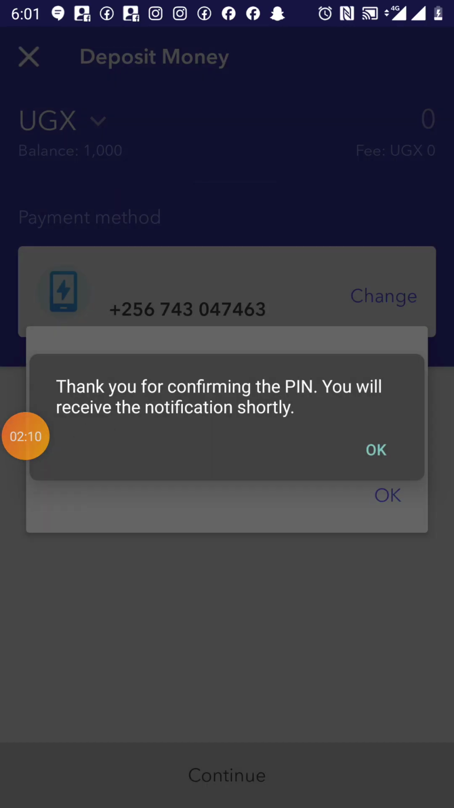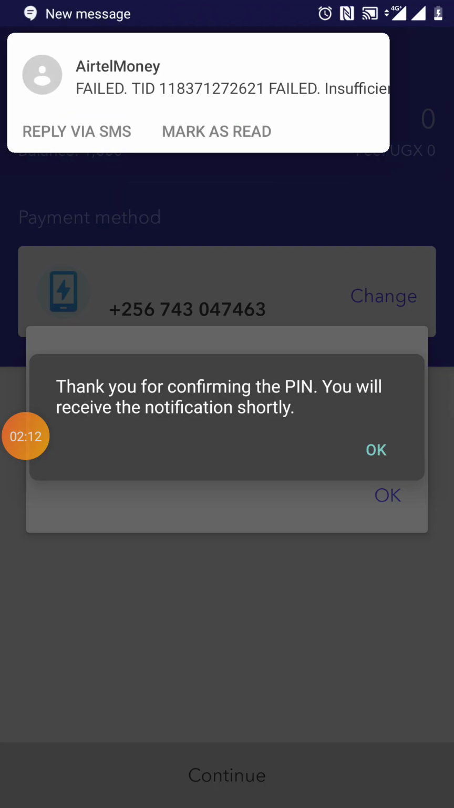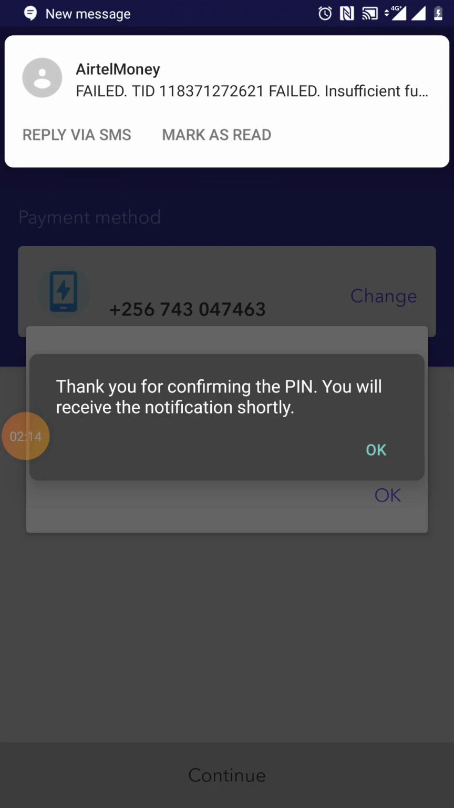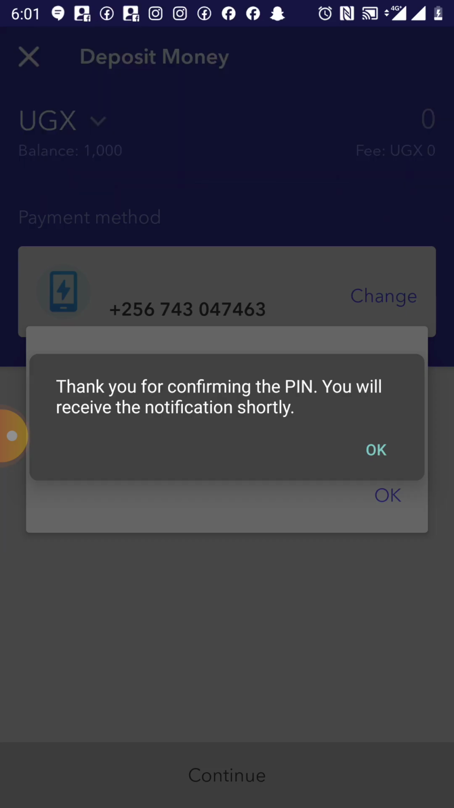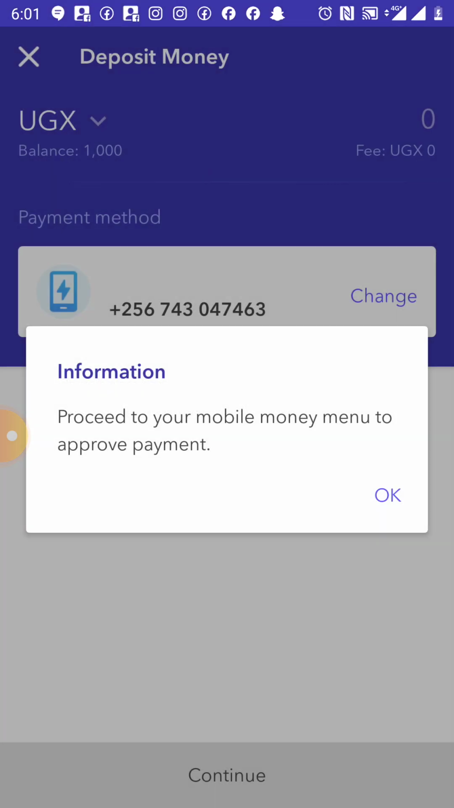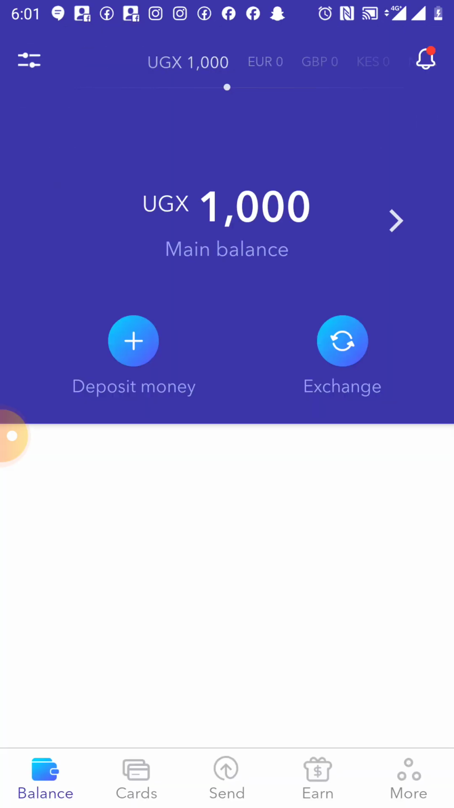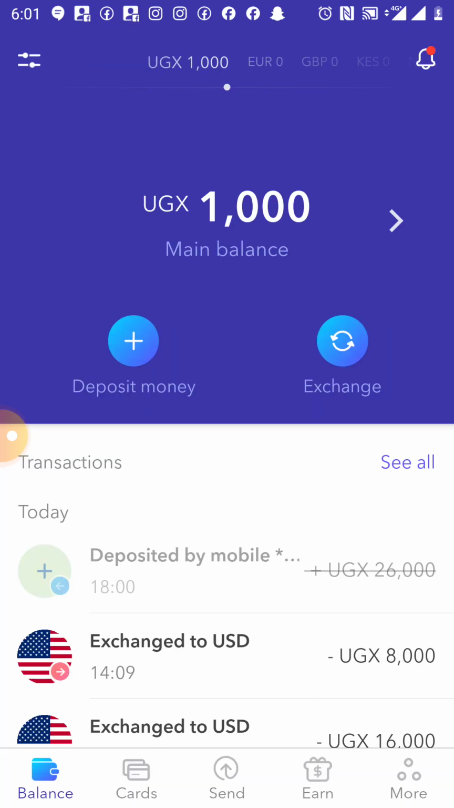After having filled in my password, I clicked send and I clicked OK. So they are saying insufficient funds. So I put in an amount that is big. Thank you for confirming the PIN. You will receive the confirmation notification shortly. Are you seeing that? So it means that I have to go back because the transaction failed.